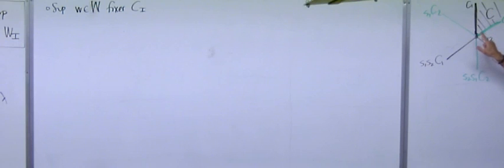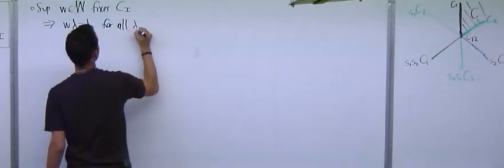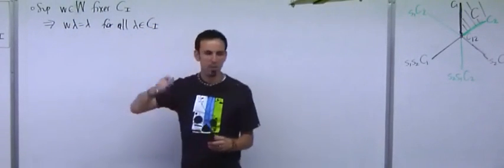But remember that it's not possible for a group element to take one point in the fundamental domain and send it to a different point in the fundamental domain. So that means that if my group element W fixes this whole face, then it has to fix it point by point. Every point has to be fixed because I can't send this point to some other point. So W times lambda is equal to lambda for all lambda in Ci. So it doesn't just fix the face, it fixes it point by point.